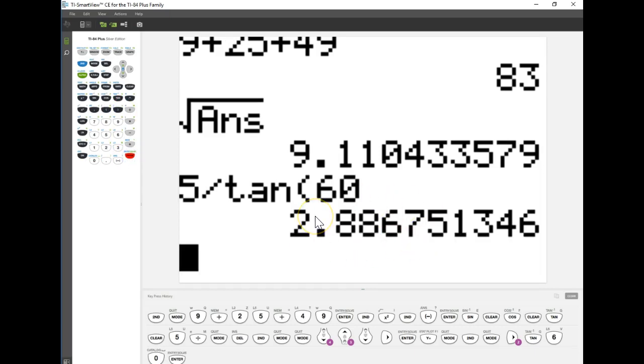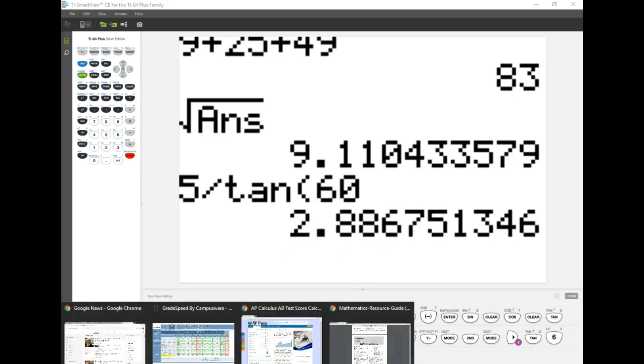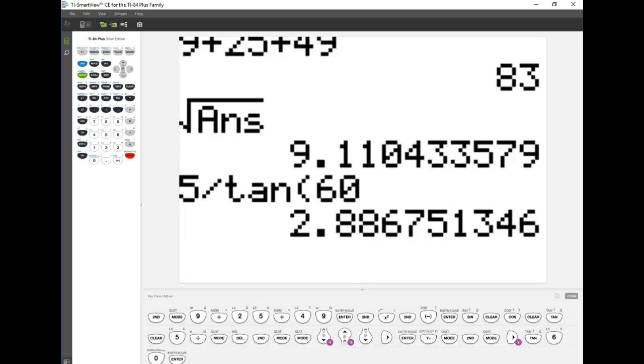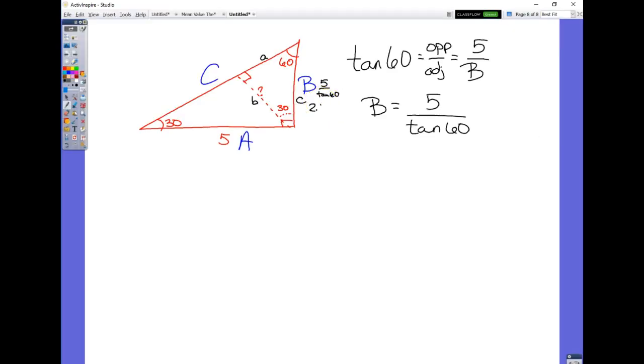That big gross thing, that's a number. All right? So this is now 5 over whatever that tangent of 60 is, which is some like 2.88. I don't want to really round it, 2.8867. Let's use 5 decimal points. That should keep us pretty safe there.